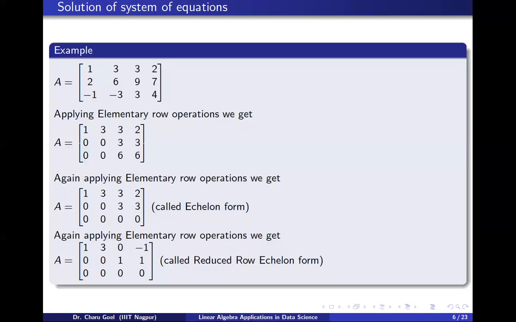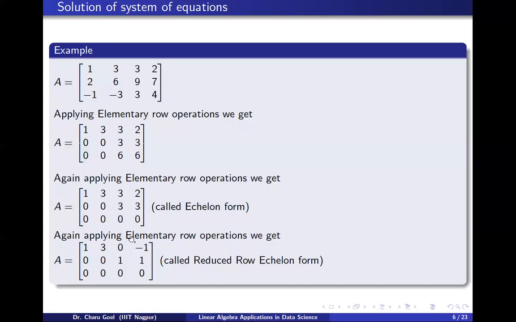The last equation is anyway 0. The second equation will give me 3x3 equal to 3, that is x3 equal to 1. Putting it in equation 1, I can get the values of x1 and x2. I can further simplify this echelon form by making the pivots 1. So I will divide row 2 by 3, and this will be called a reduced row echelon form. We'll see more examples.